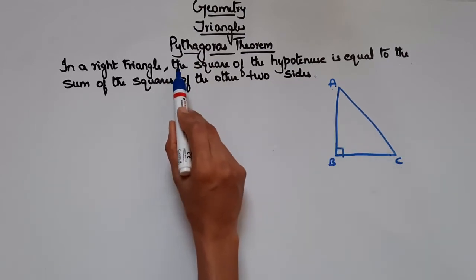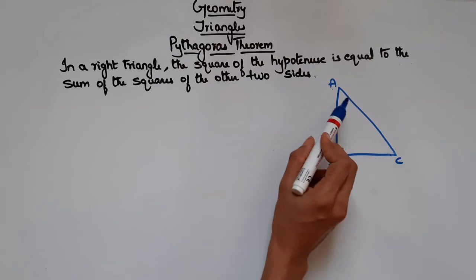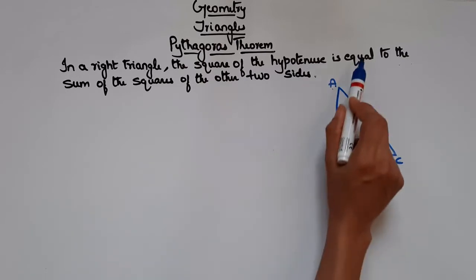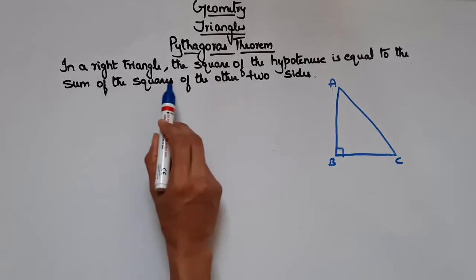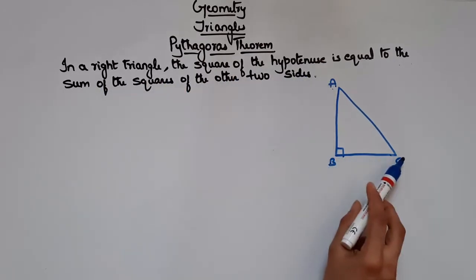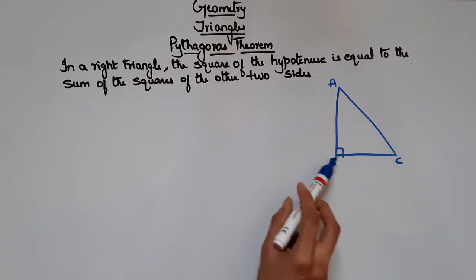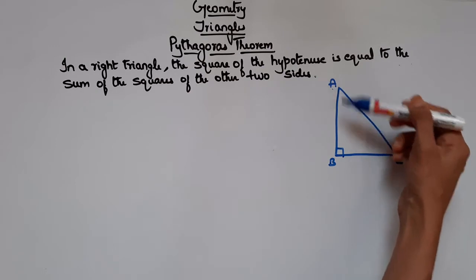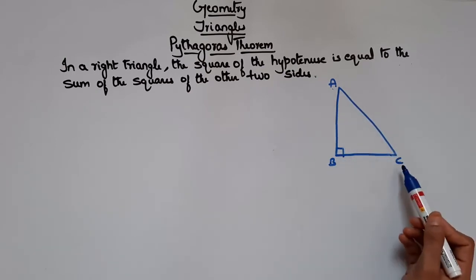So here it says the square of the hypotenuse. Here the hypotenuse is AC. So AC square is equal to the sum of the squares of the other two sides. The other two sides are AB and BC. So the sum of the squares of these two sides. That is, we have to prove AC square is equal to AB square plus BC square.